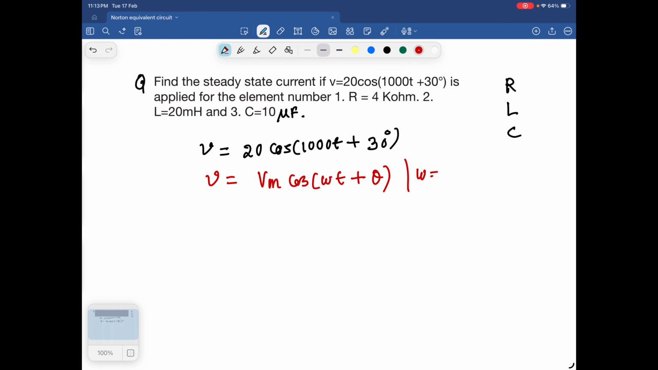That is, omega is equal to 1000 radian per second. I can write this voltage in polar form. V is equal to 20 angle 30.